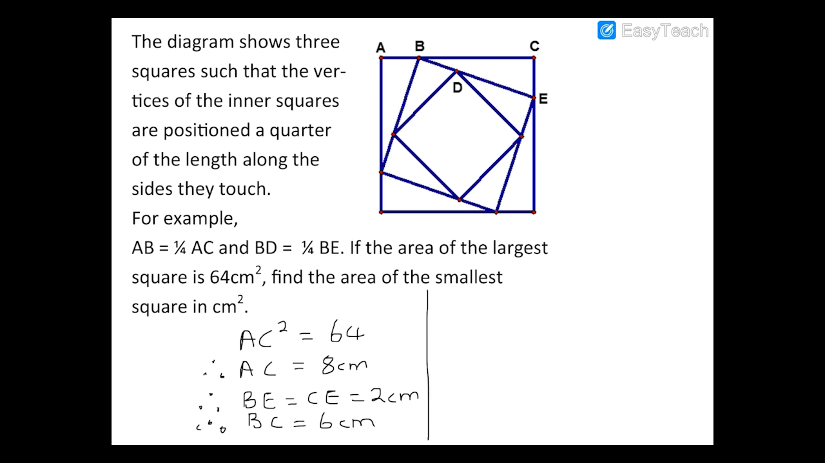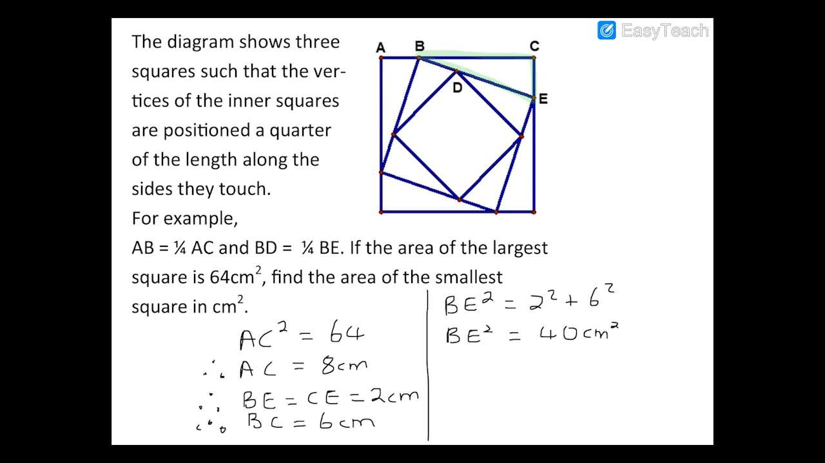Now we are going to look at this right angle triangle here and use Pythagoras to find the length of BE, which is a side of the second square. From Pythagoras, BE squared will be equal to 2 squared plus 6 squared, so BE squared will be equal to 4 plus 36, which is 40 centimeters squared.